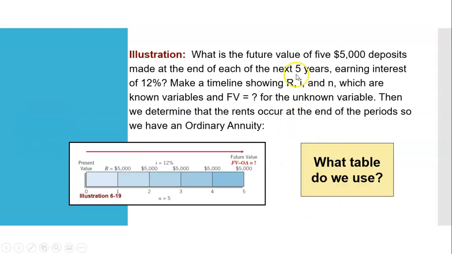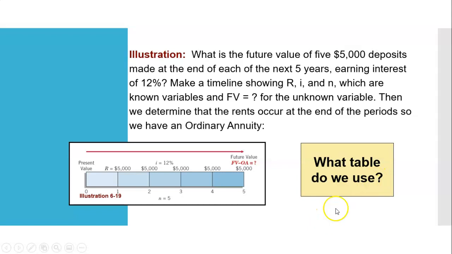So here is an example. What's the future value of five $5,000 deposits made at the end of each of the next 5 years, earning interest of 12%? So we're making our timeline. In this case, we want to know the future value, so future value is a question mark. Present value is just ignored. Our rents are 5,000, so each period is 5,000, and they're at the end of each period. So this is an ordinary annuity. Our I is 12%. Our N is 5 years.